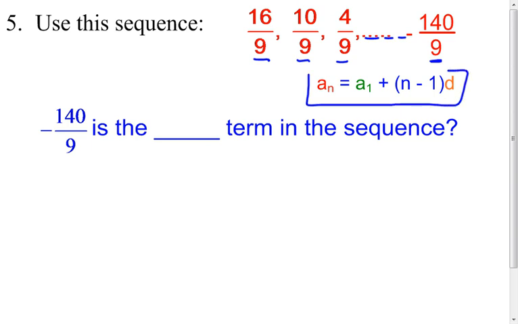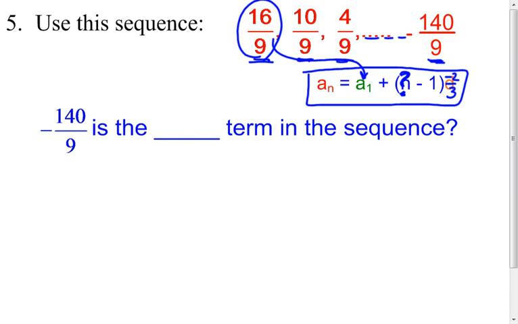So we are using this formula right here. I know that 16/9 can be plugged in for the first term. This is the same sequence we've been dealing with. I know that my common difference, we already know, is negative 2/3. Same sequence that we've been dealing with. And now what I want to do is find basically what n is. This is the first term, second term, third term. I don't know what term this is. This is the piece that I need to find that I don't know.